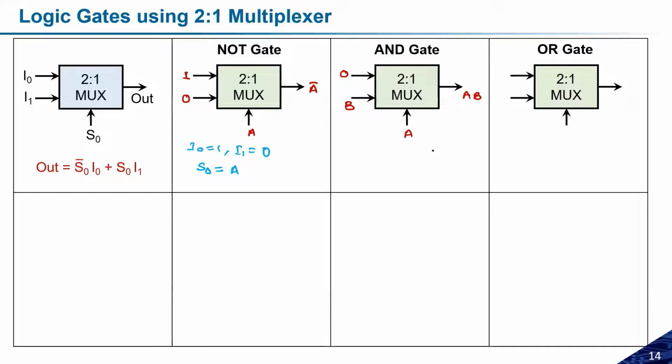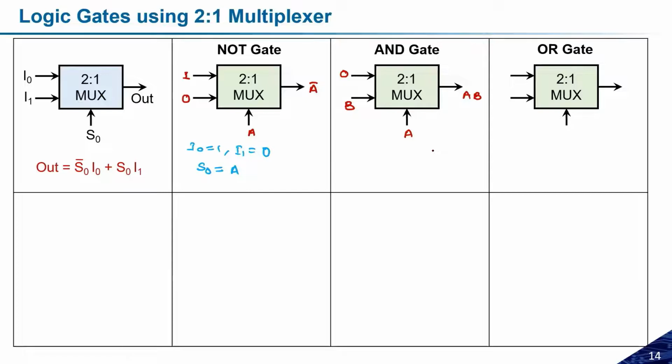Yeah, keep trying. What should be the output for OR? So you need A plus B, right? So Jayant is saying S0 is equal to A, I0 is equal to AB and I1 is equal to 1.